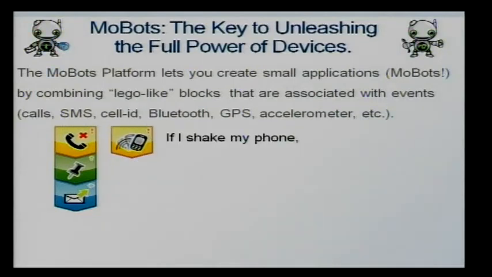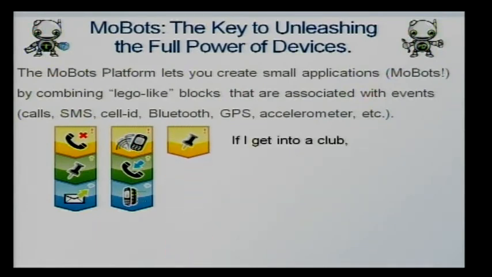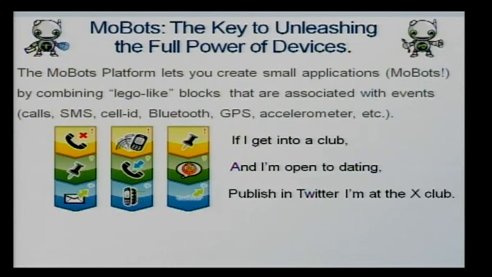Similarly, if I shake my phone while receiving a call, I can change my profile to silent. So once again, using MoBots, using these little icons rather than having to set it. So, tiny applications. Additionally, if I get into a club and I'm going out dancing for the evening and I'm open to dating, I can publish in Twitter that I'm at that club. So once again, automated applications, really connected, very much intuitive.